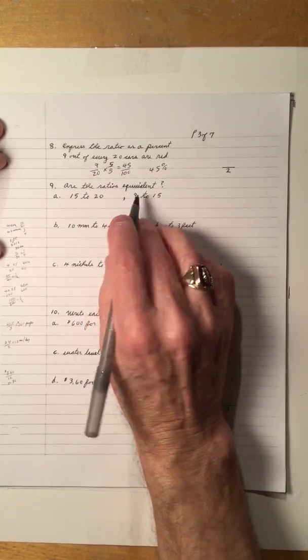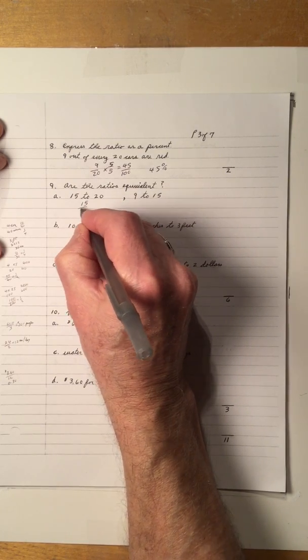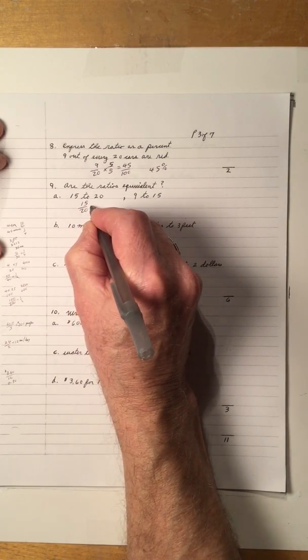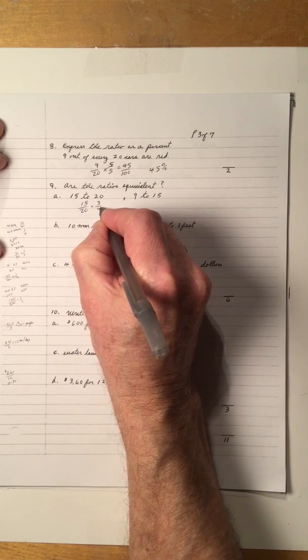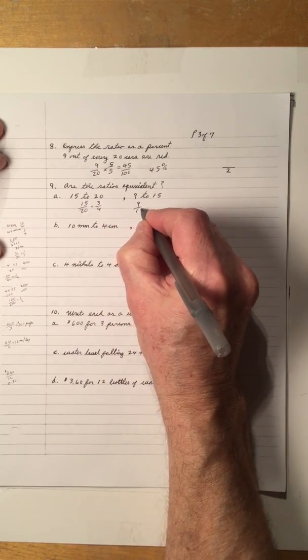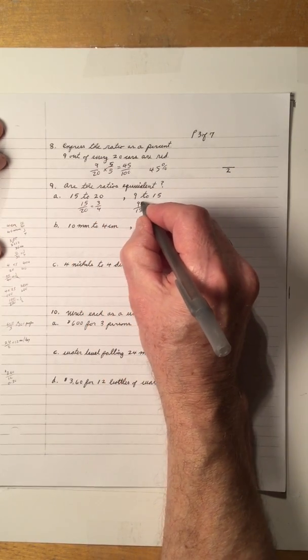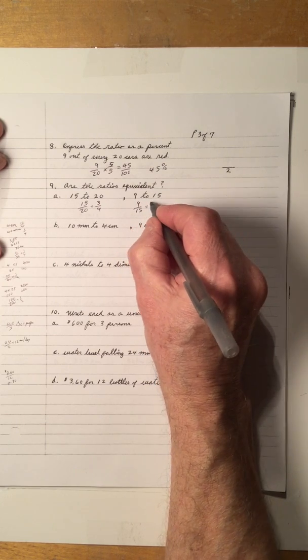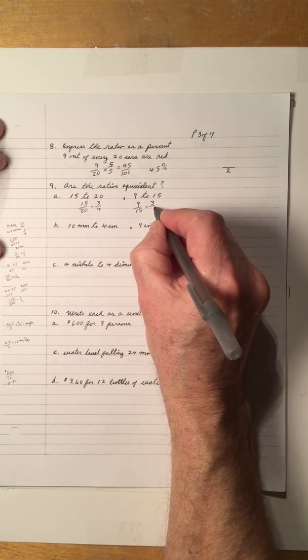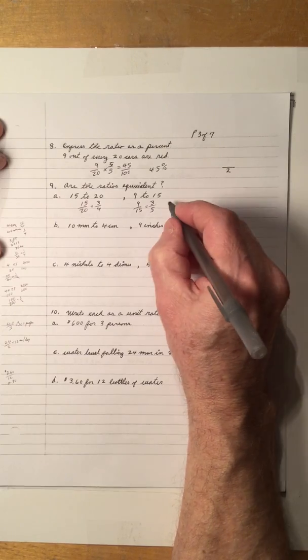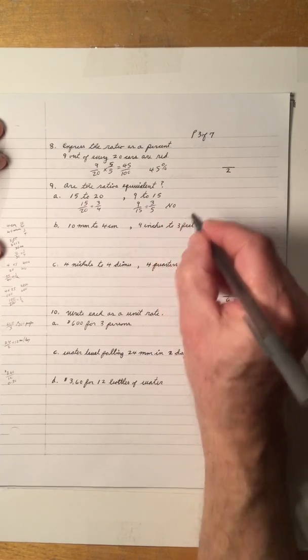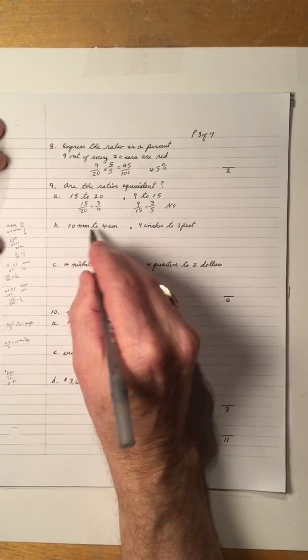Are the ratios equivalent? 15 to 20, right? 15 over 20. Divide by 5, you get a 3 and a 4. 9 over 15, and divide by 3. 3 into 9 goes 3. 3 into 15 goes 5. Are they equivalent? No. Now, we have to make sure we have the same units.